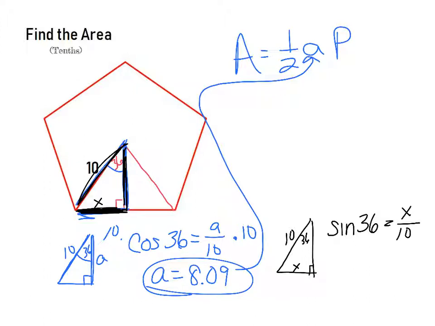Type in my calculator 10 times the sine of 36. And I get X to equal 5. And this is what I was talking about. It says round to the tenths, but you leave more decimals there until the end. The last time I went 0.9 because it split very nicely.